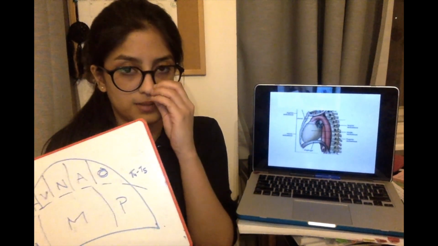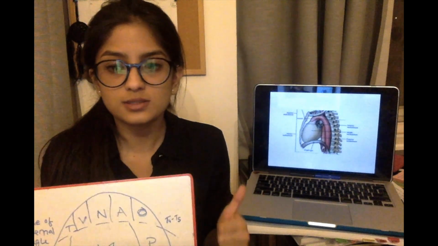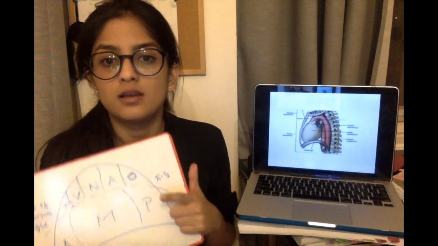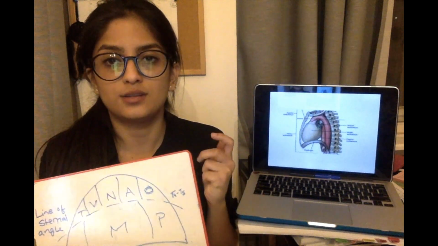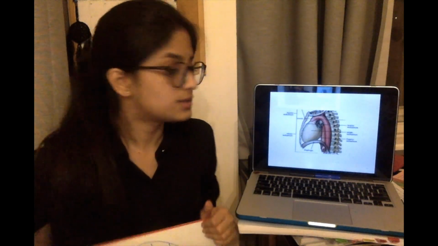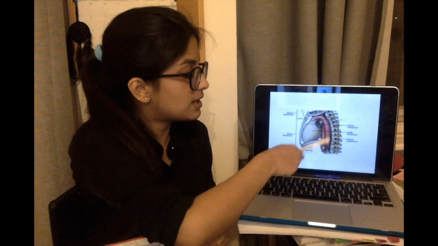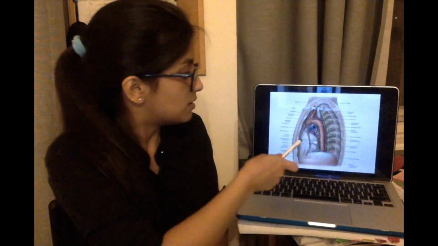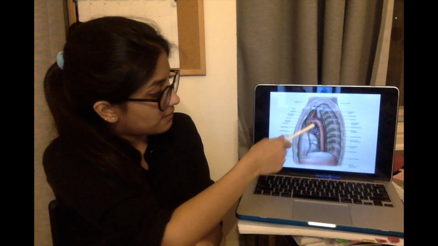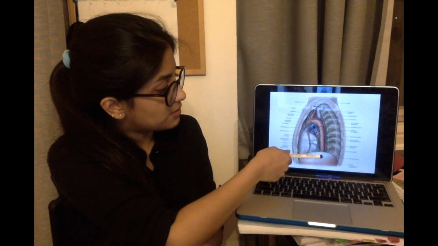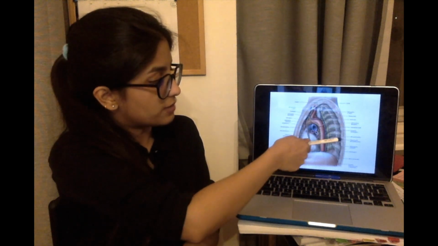Lastly, the posterior inferior mediastinum. Here there are four main things: the vessels, some nerves, the esophagus, and the thoracic duct. So the vessels, we have the descending aorta and its thoracic branches. We have the inferior vena cava, and we have the azygous system of veins. So as we can see here, inferior vena cava, descending aorta and its branches, azygous system of veins.